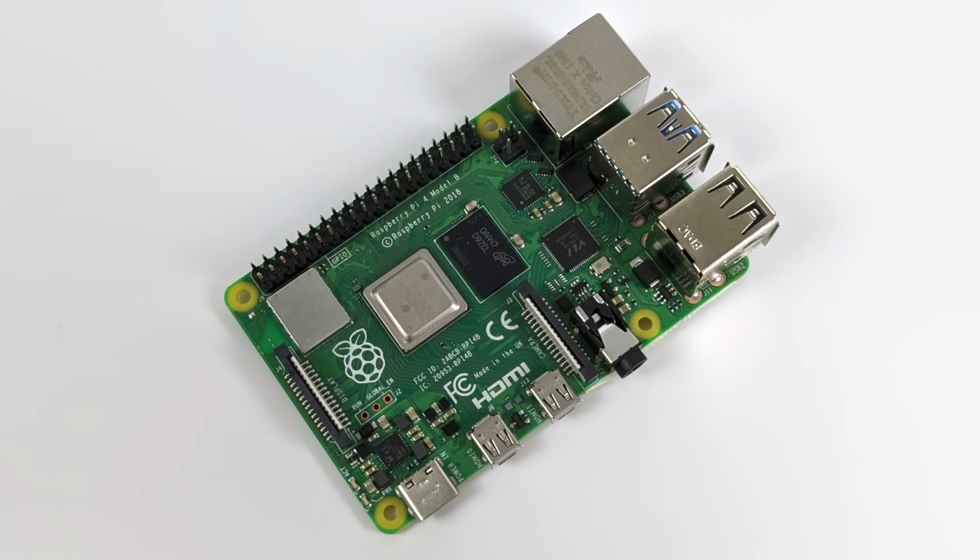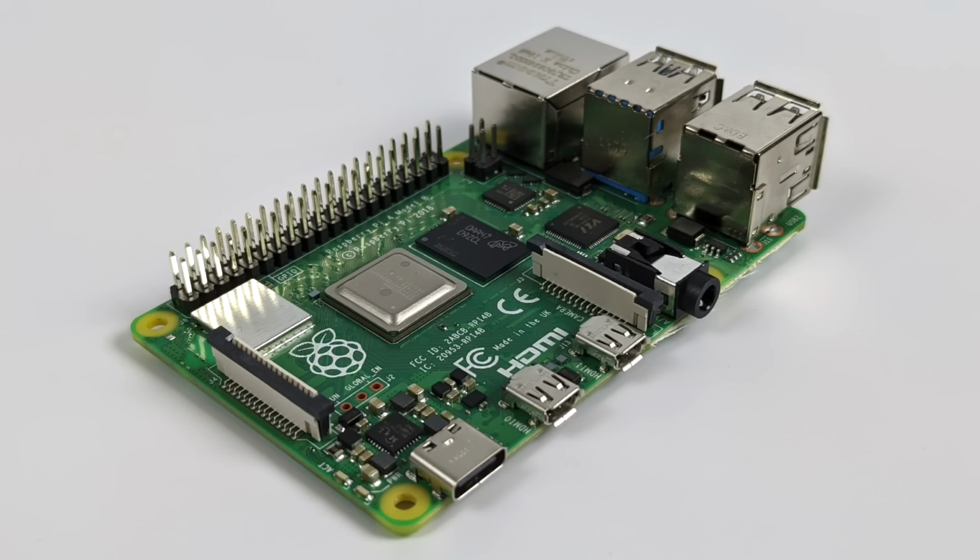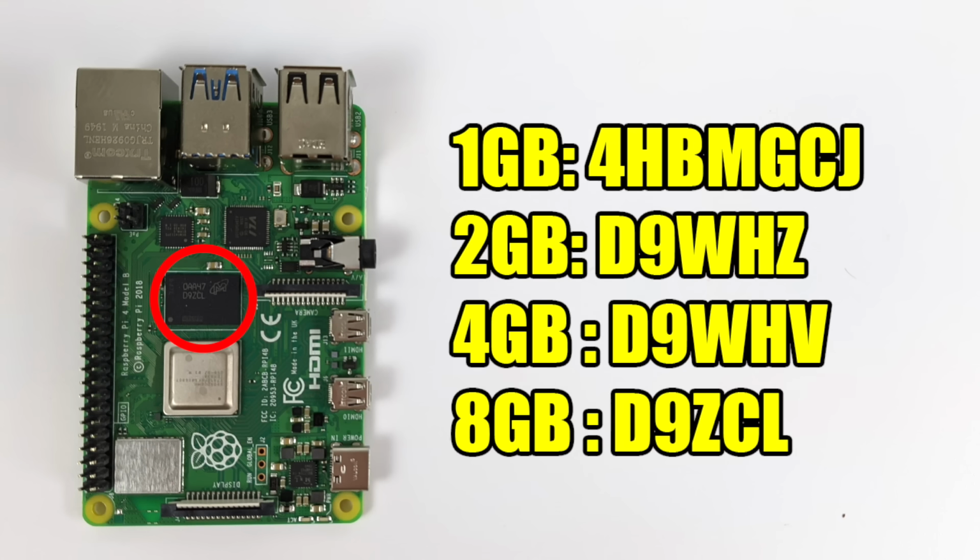Now, at first glance, this looks exactly the same as the 1, 2, or 4GB model of the Raspberry Pi 4, but there are some changes on the board itself, and one of the best ways to tell which Raspberry Pi 4 you have is looking at the RAM chip. Because each one will obviously have a different amount of RAM, the RAM chip will be different on the board. So for the 1GB model, which I believe has been discontinued, it'll be 4HB MGCJ. 2GB D9WHZ. 4GB will be D9WHV. And the new 8GB model will be D9ZCL.